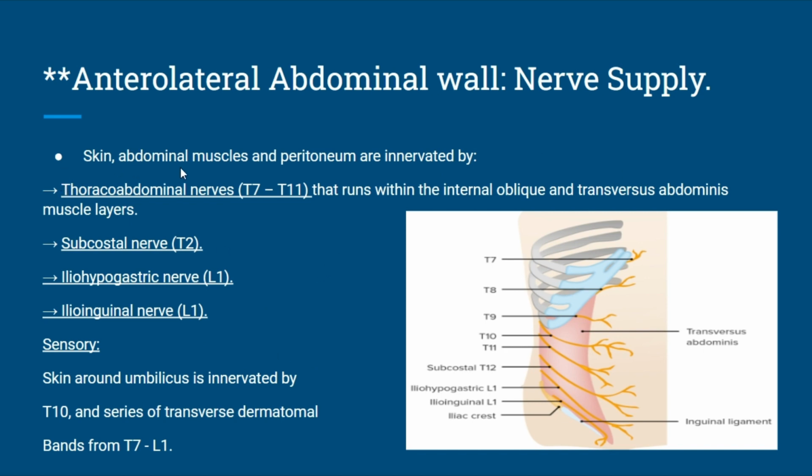The skin, abdominal muscle, and peritoneum are innervated by thoracoabdominal nerves, T7 to T11, that run within the internal oblique and transversus abdominis muscle layer. The subcostal nerve, T12, excuse the typo right here, iliohypogastric nerve, L1, and ilioinguinal nerve, L1 as well. So these are the motor. The sensory one: the skin around the umbilicus is innervated by T10 and a series of transverse dermatomal bands from T7 to L1.